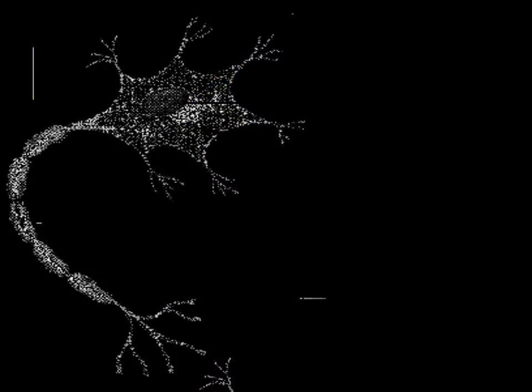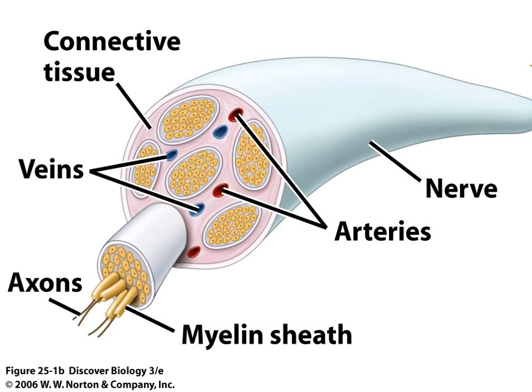So here you can see the body of the nerve. Here you've got the body of the nerve cell, here you've got your axon, and you have your dendrites as well. Inside of the nerve, we've got our axons, which are the long tube that we were talking about previously. And inside each nerve are many nerve cells.